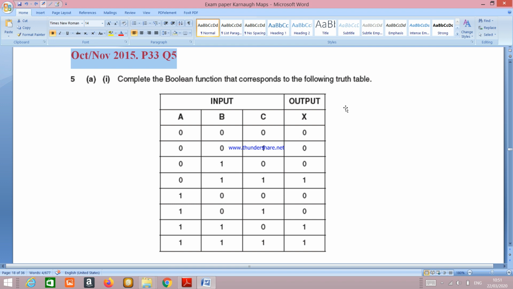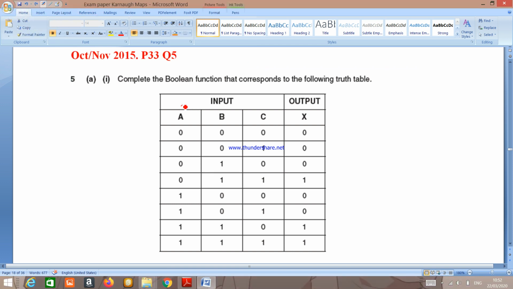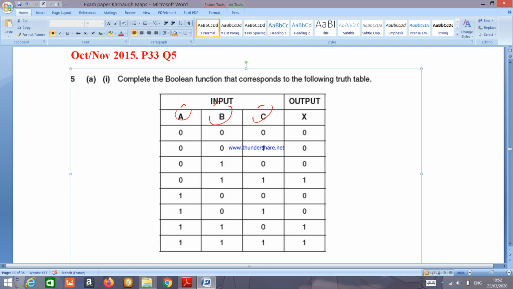When you look at this question, we have three inputs. What are our three inputs? We have A, B, and C. So these are our three inputs, and for three inputs, we have 2 to the power of 3, meaning 8 outputs. So these are our 8 outputs.